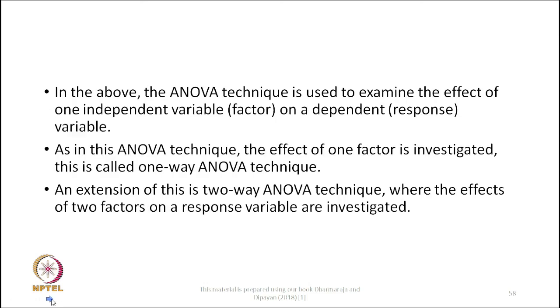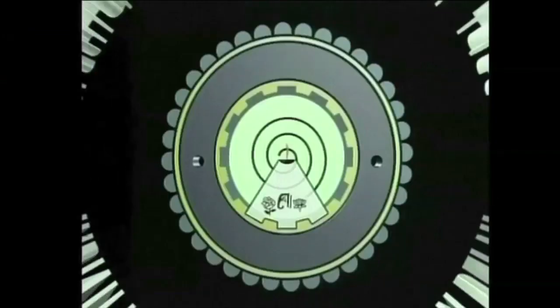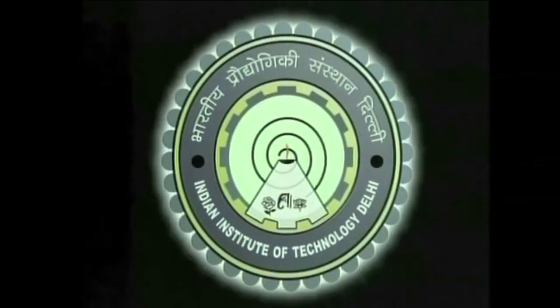With this we are completing the testing of hypothesis, starting from population means, then population variance, then population distribution, then contingency tables, and then proportions, finally the ANOVA method. Thank you.